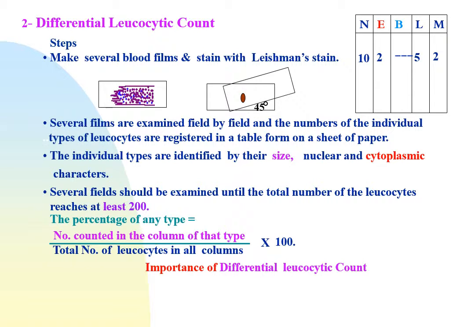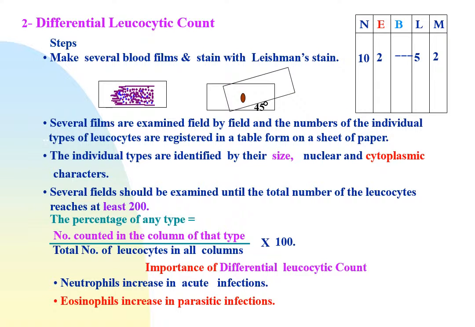Importance of differential leukocytic count. It helps the differential diagnosis of certain infections. For example, neutrophils increase in acute infections. Eosinophils increase in parasitic infections. Lymphocytes increase in chronic infections.